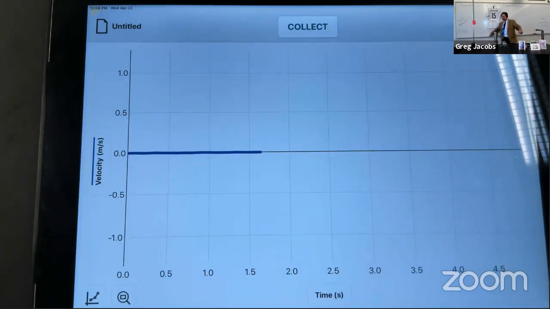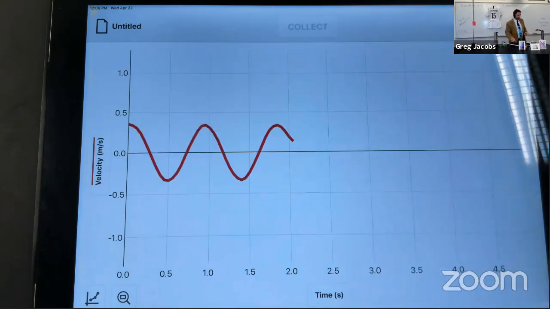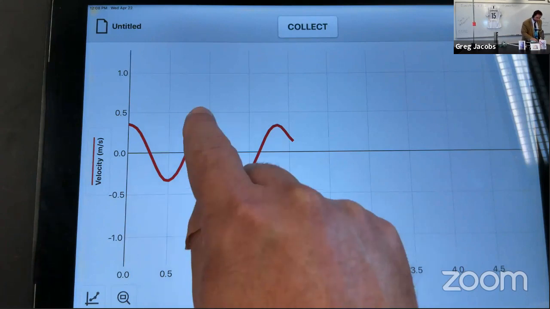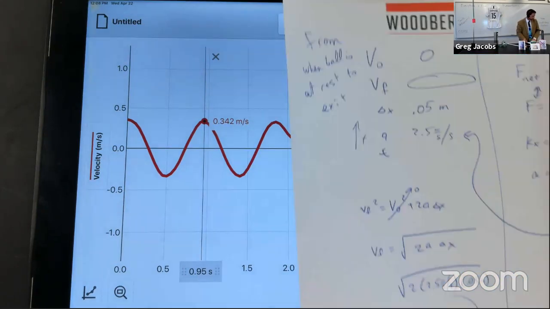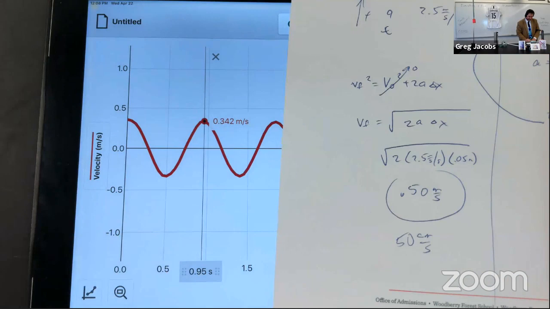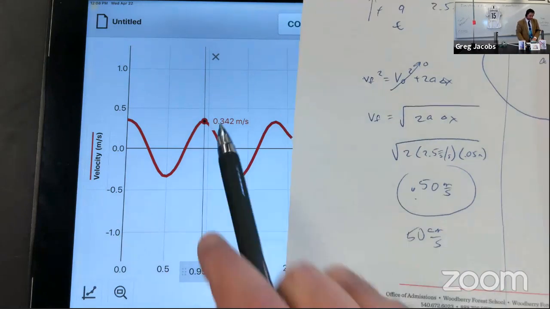Before I collect, I have to pull this down, the requisite 5 centimeters that I said I would do. So we go from here, 1, 2, 3, 4, 5. Collect, stop, and find the maximum speed. Wait a second. I said 0.50 meters per second. I got 0.34 meters per second.